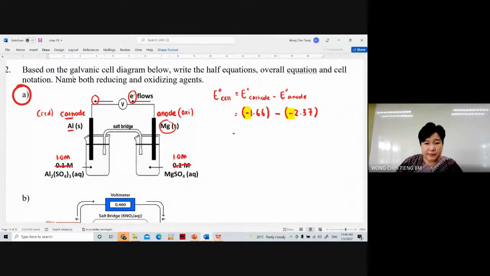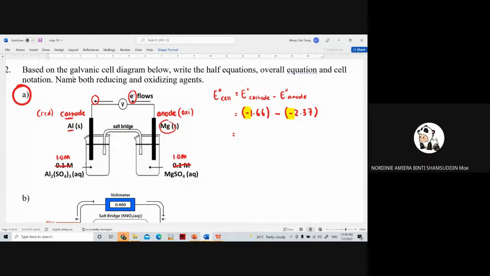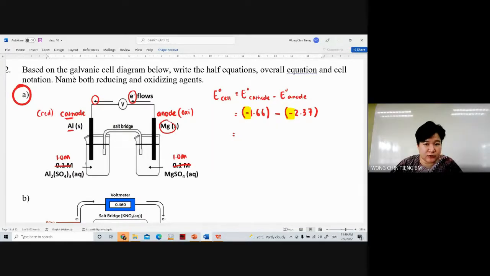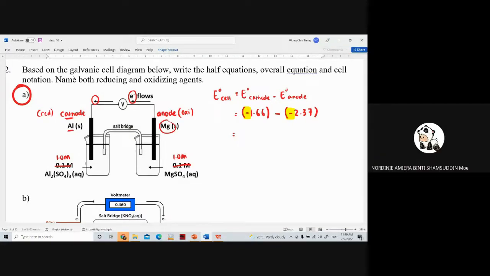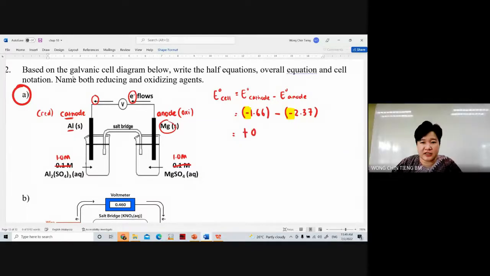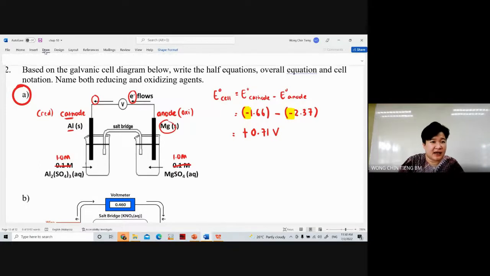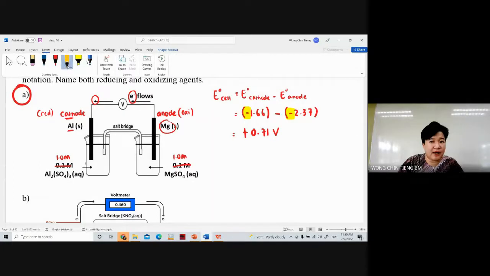So bila kamu kira, anybody can you press the calculator for me? Dapat berapa? 0.71. Jawapan 0.71 atau jawapan saya positif 0.71? Positif. Positif 0.71 unit volt. Nampak? Nampak. As simple as that, sayang, as simple as that.